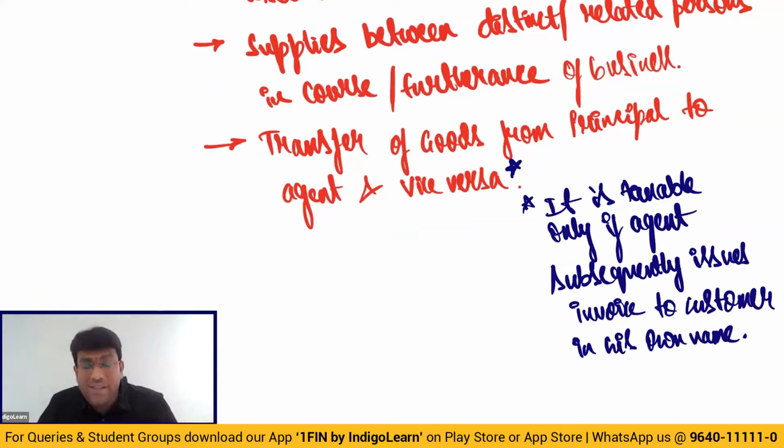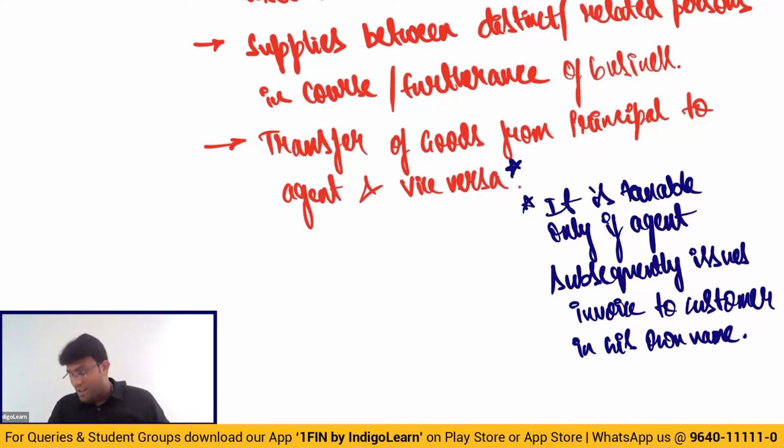I repeat again, my dear friends. If goods are transferred from principal to agent, that transaction is taxable only if agent is supplying goods to the customer. Only if what? Agent is supplying goods to the customer in his own name. So if agent is supplying goods to customer in his own name, only then the transaction between principal to agent is taxable. You getting my point, everybody?